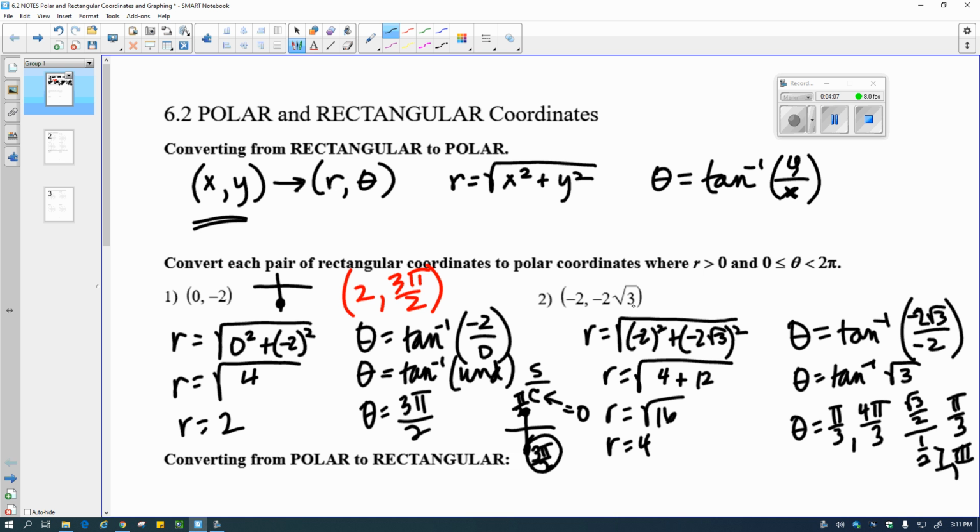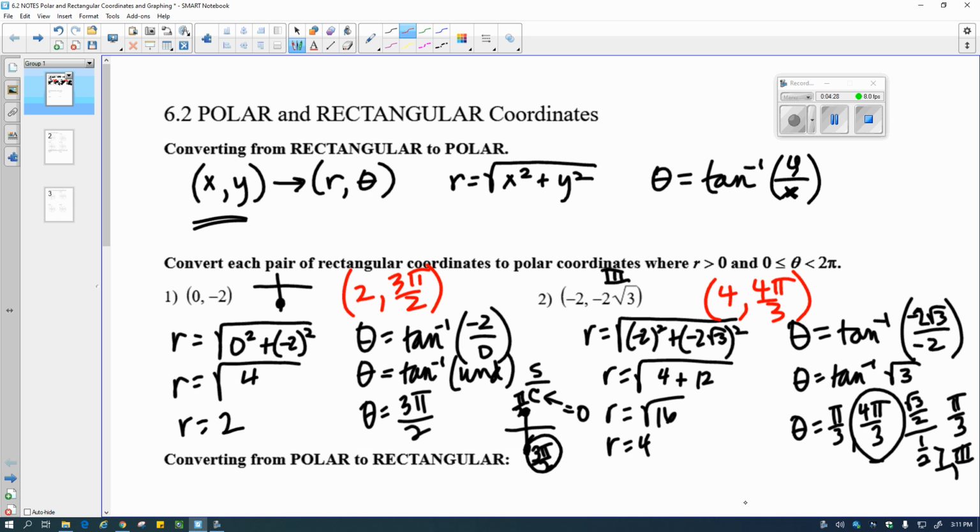Well, this particular point is in the third quadrant, and therefore I'm going to use the third quadrant angle. So 4 pi over 3 is the one that I'm interested in. So my final answer for that one in polar form is a radius of 4 and an angle of 4 pi over 3. That gets me into the third quadrant.